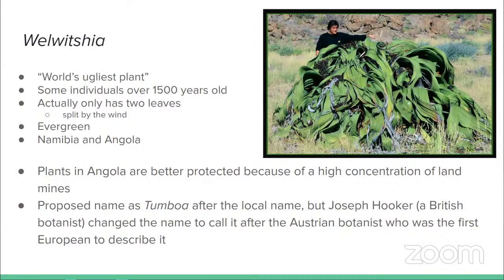Another trivia fact about this plant is that the guy who first went from Europe to Namibia and Angola to see this plant wanted to give it the name Tumboa, after what the local people called it. But Joseph Hooker, who was one of Darwin's friends, decided that instead they should just name it after this Austrian guy who found it and described it, which is kind of lame.